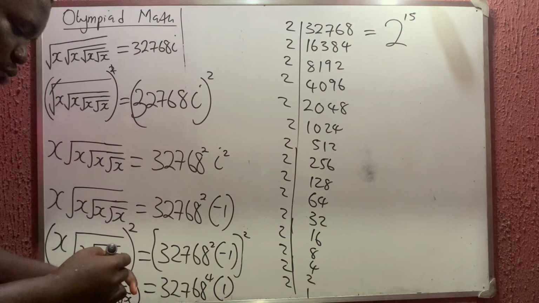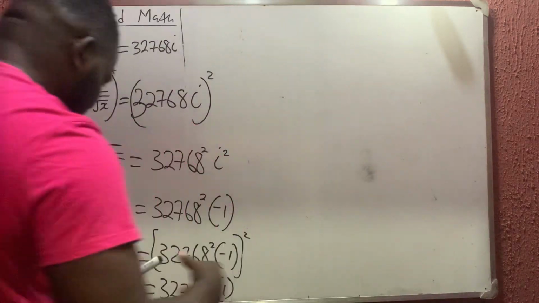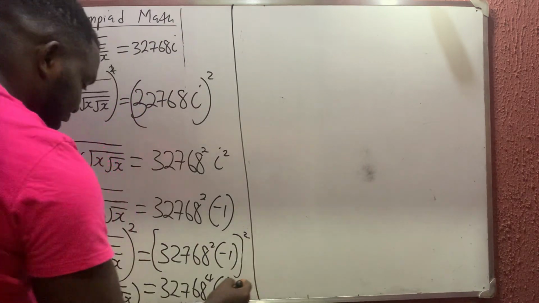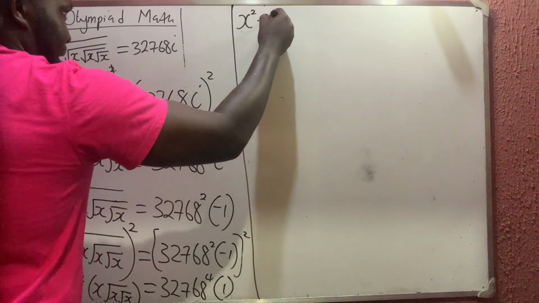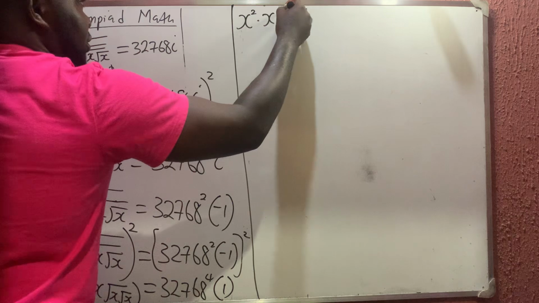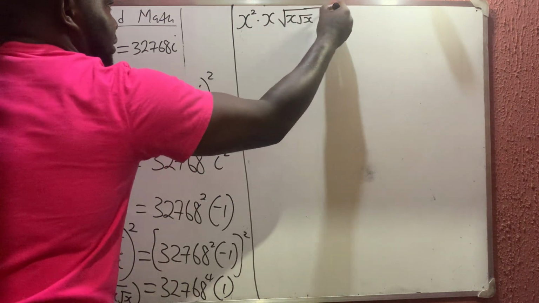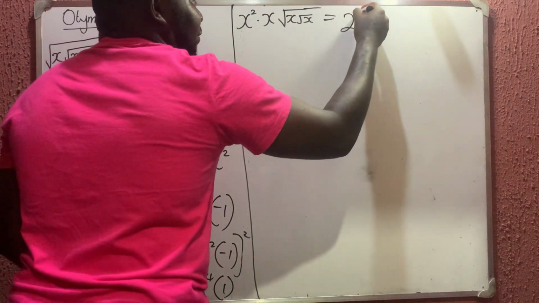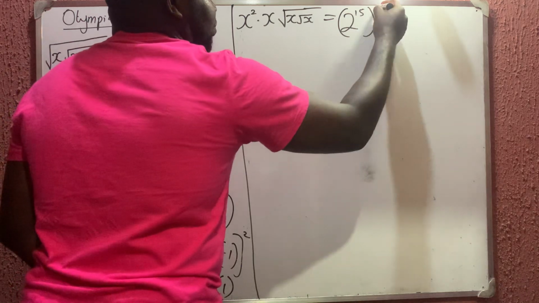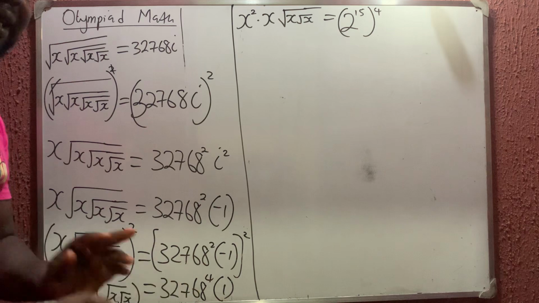So this could be written, to put it in index form, as: don't forget I have x squared multiplied by x, then the square root of x, the square root of x, is now equal to, don't forget, 2 raised to power 15, then all raised to power 4. Don't forget that there is a power 4 here, and anything times 1 is the same thing.